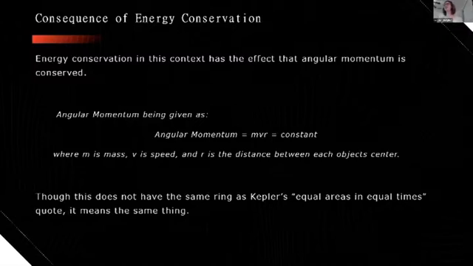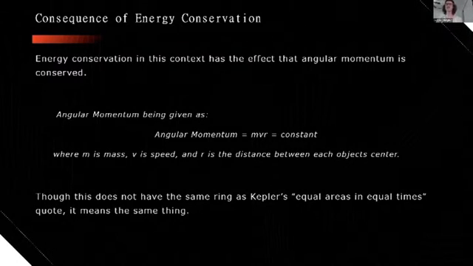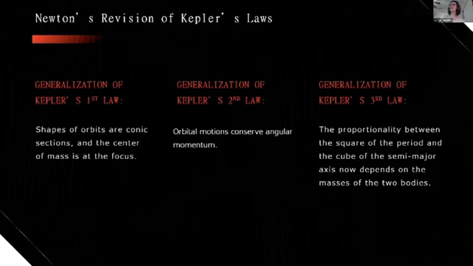And then the consequence of this energy conservation is that angular momentum is conserved. And so angular momentum is just mass times velocity times the distance between the centers of the two objects. And this has the effect that equal areas are swept out in equal times, even though it doesn't sound as exciting as Kepler's quote. And then finally, Newton revised.